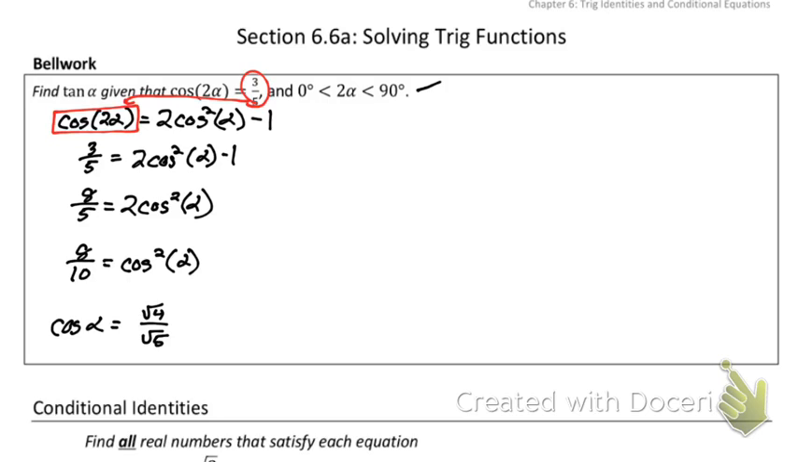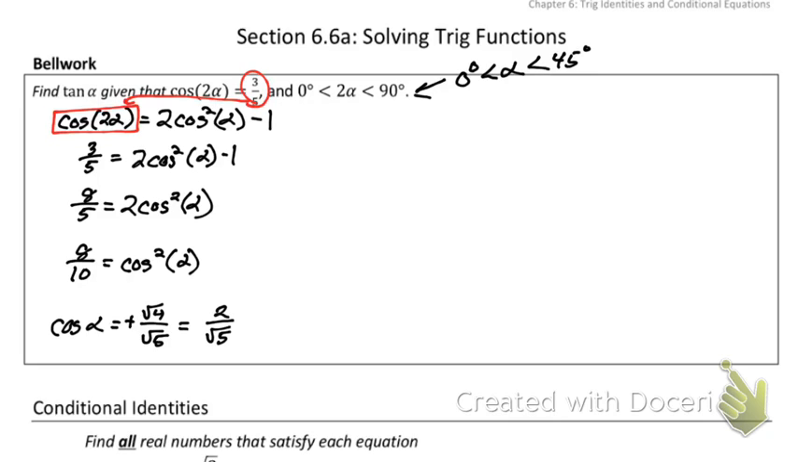But just for the sake of doing this lesson, to figure out where alpha would be, you would divide everything by 2. So that'd be 0 divided by 2, which is 0 degrees, is less than 2 alpha divided by 2, which is alpha. 90 divided by 2 is 45 degrees. So everything's in quadrant 1. So that must be a positive square root of 4 over 5. Well, square root of 4 is actually 2 over square root of 5. Quick shortcut.